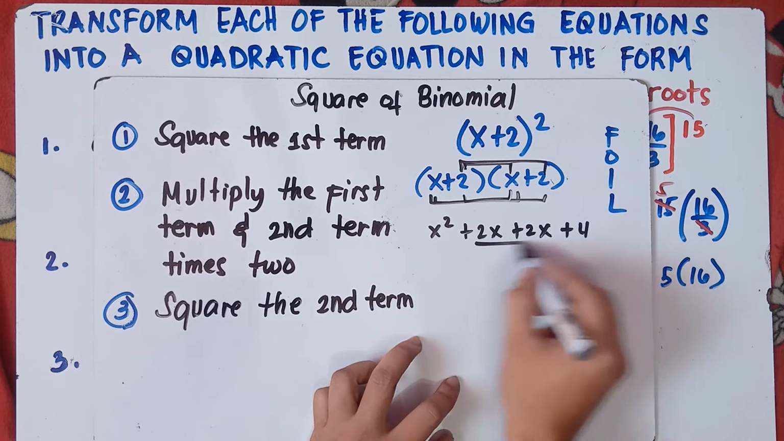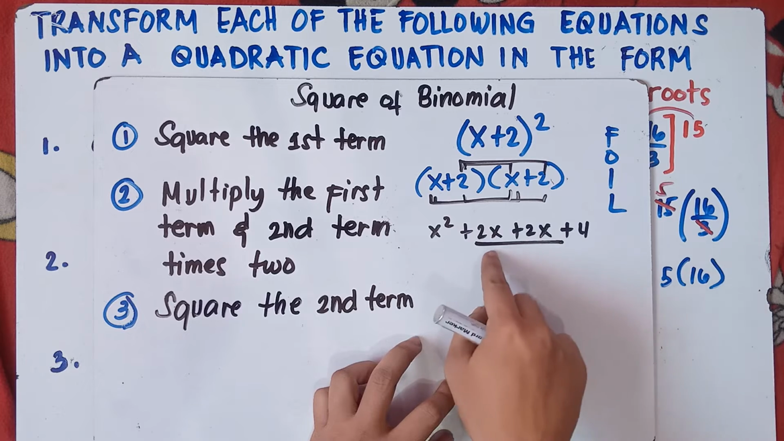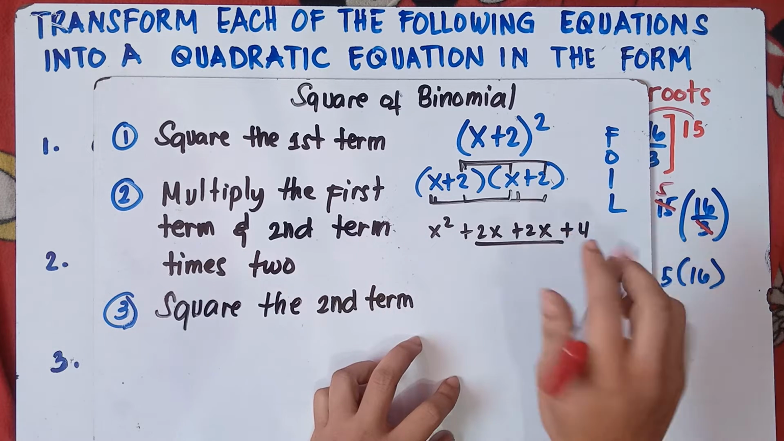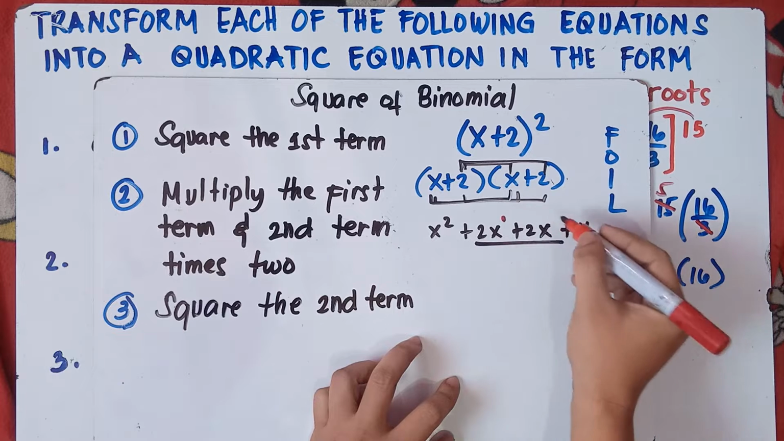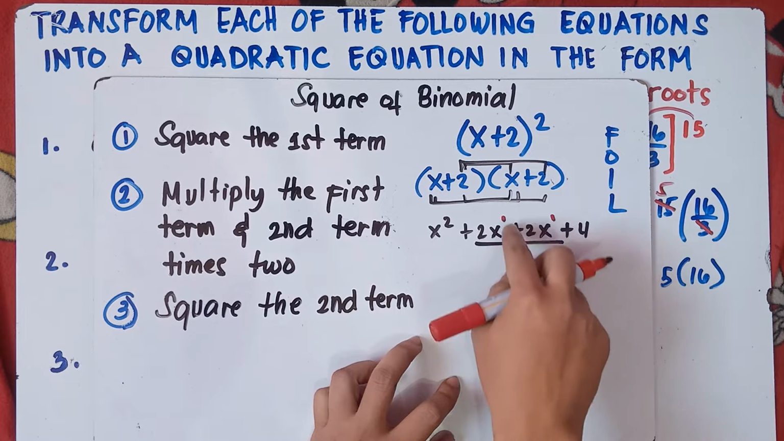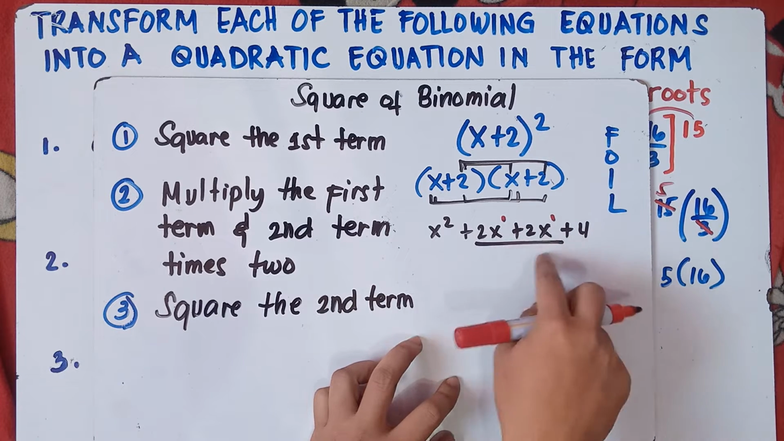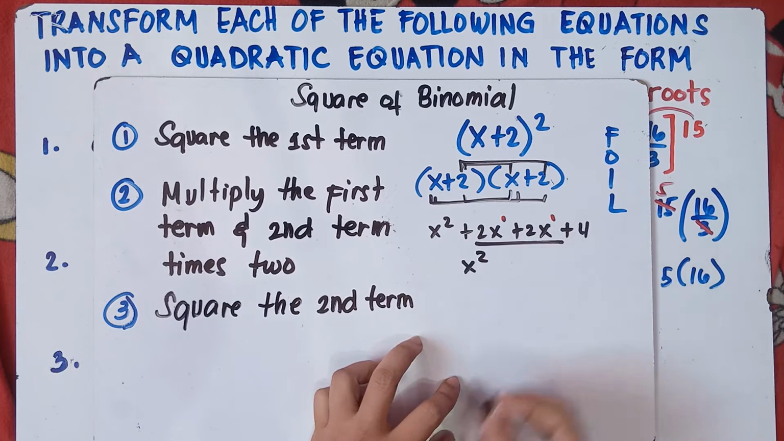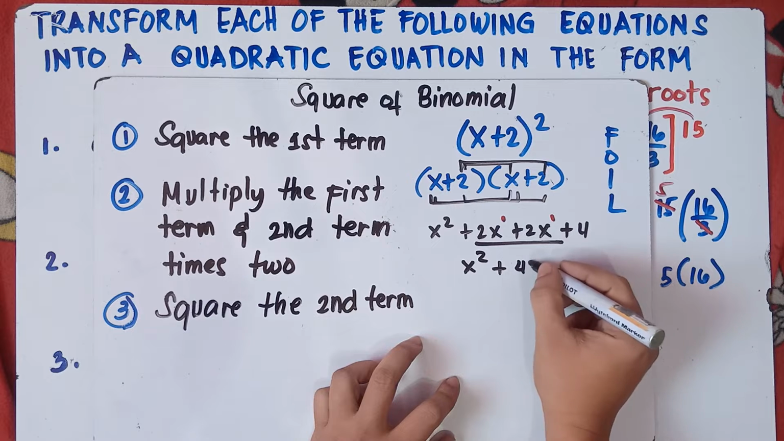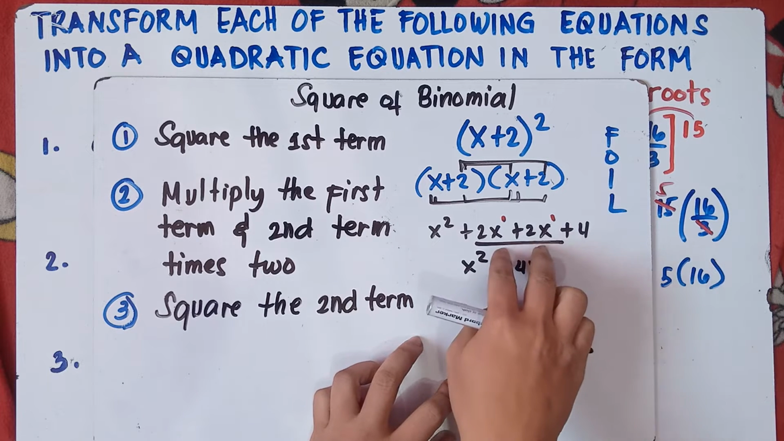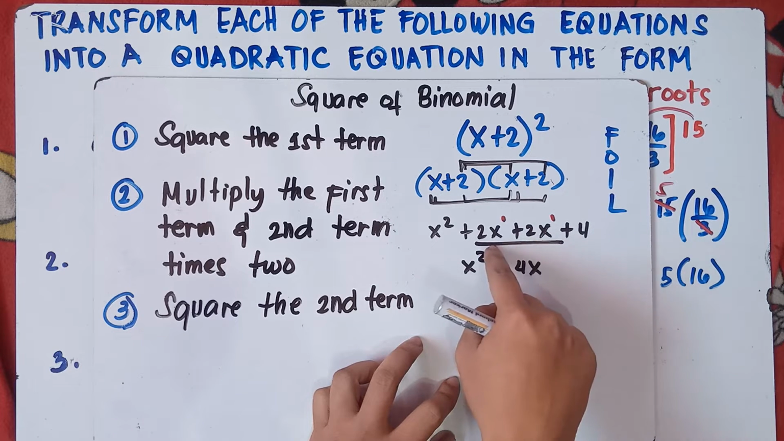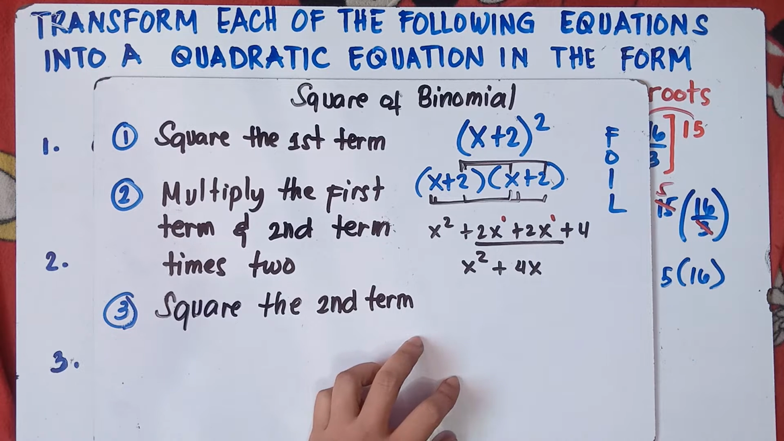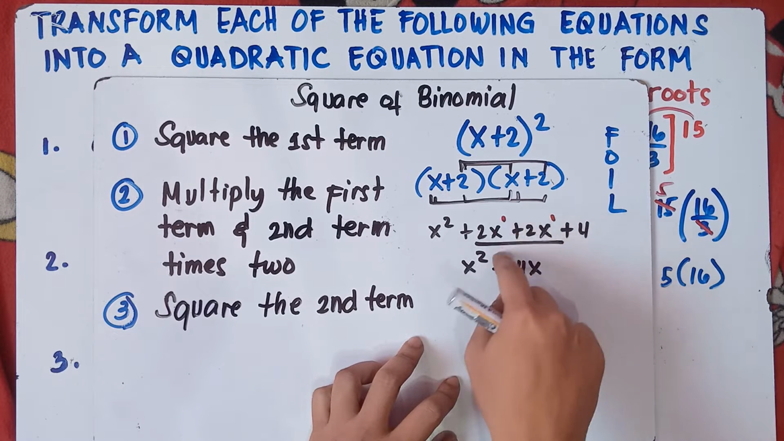And then you combine like terms. Once again, you combine only with the same literal coefficient, the same variable, and same exponent. The exponent of x is just 1. So you can only combine this one. So combine this one, this will be x squared plus 4x. Once again, class, you can only combine same variable and same exponent. That's what we call, class, literal coefficient.